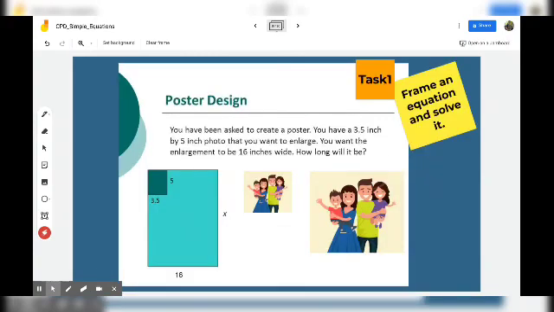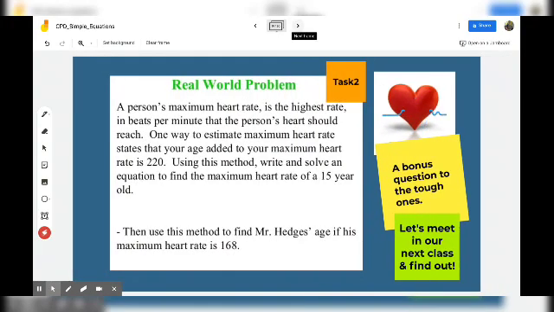To check your understanding of the video, 2 tasks are given for you to solve before we meet in the next class. You are suggested to pause the video, note the questions down, and work upon it. This is task number 1. And here is task number 2. Apply your understanding of framing the correct equation and then solving it.